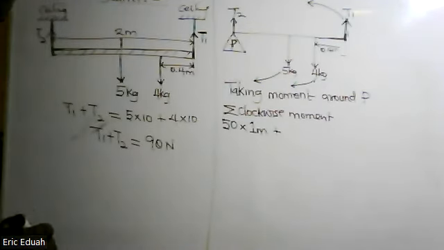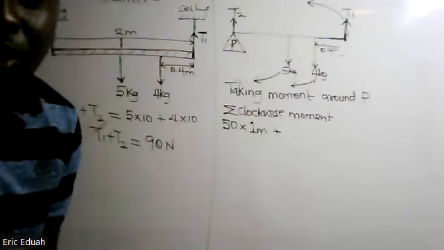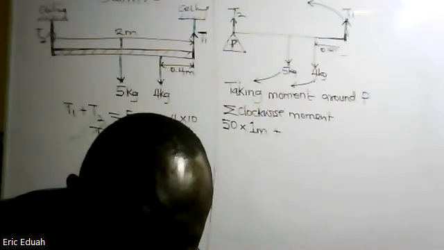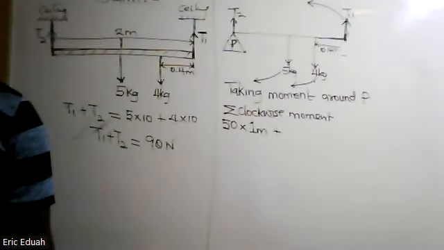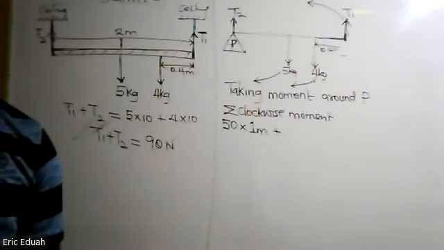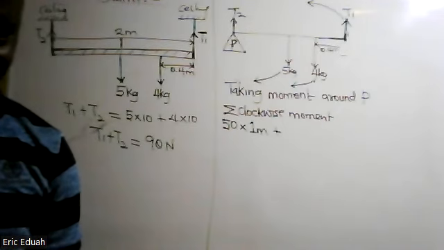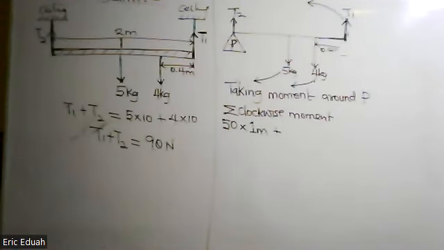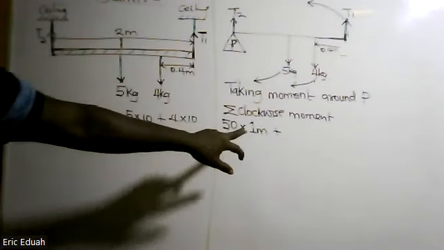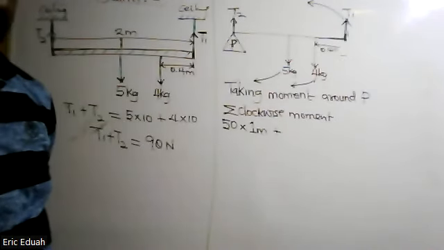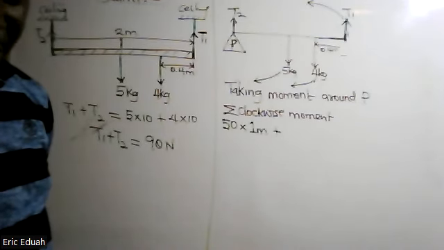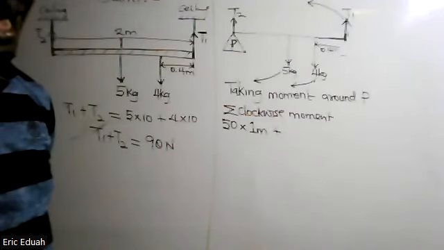You said you have a question. Ask your question. Is that 50 times 1 meter? Yes, that's 50. We are converting the masses into weights, so you can't use masses. The rule is that the sum of upward forces must be equal to the sum of downward forces. Is it 50 times 2? No, this is 50 times 1 meter, because the weight, the mass of the bar, acts at the center.